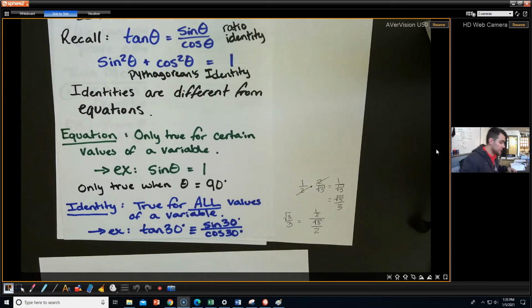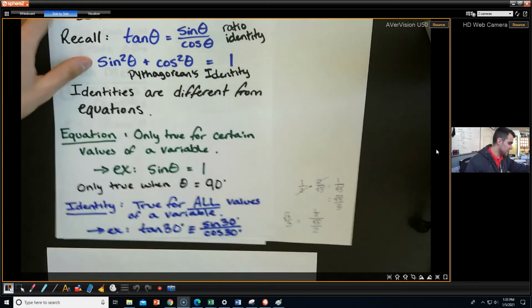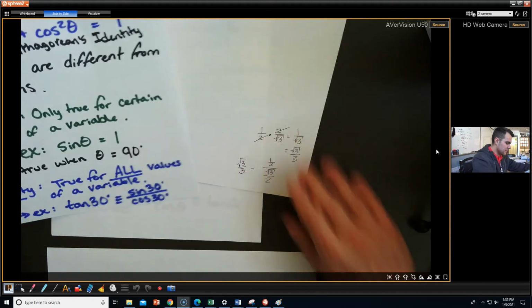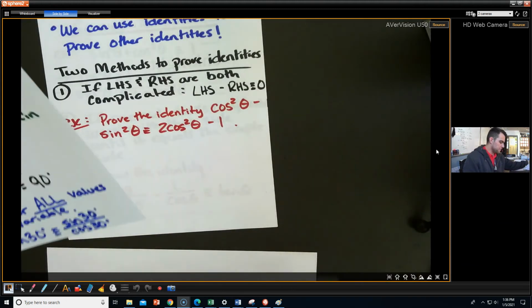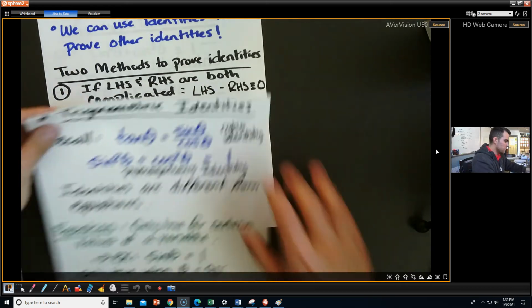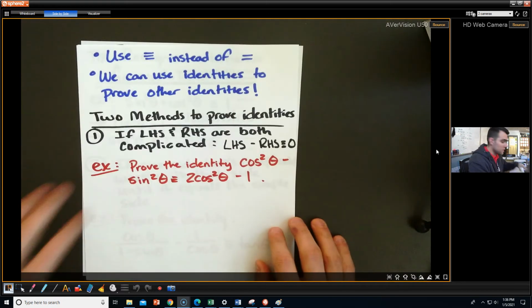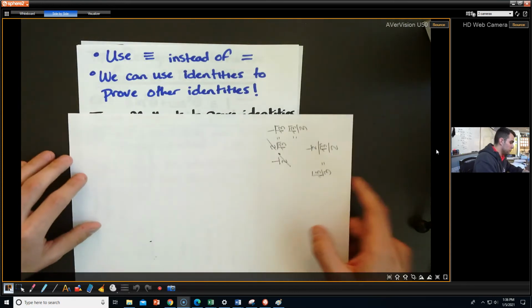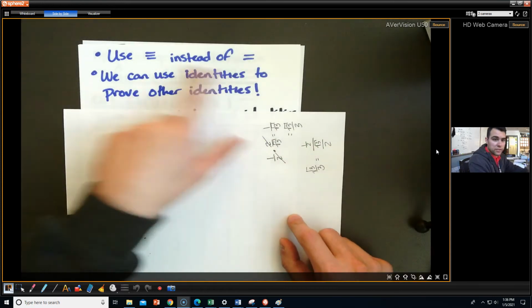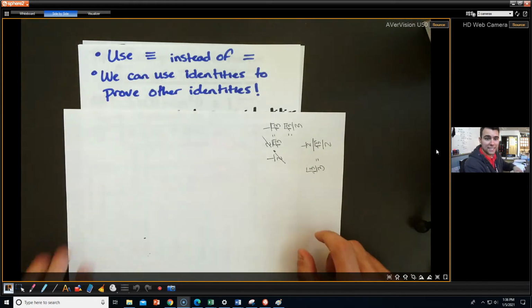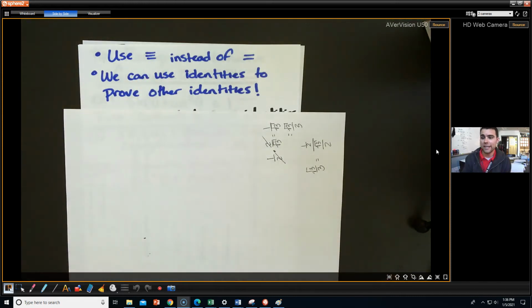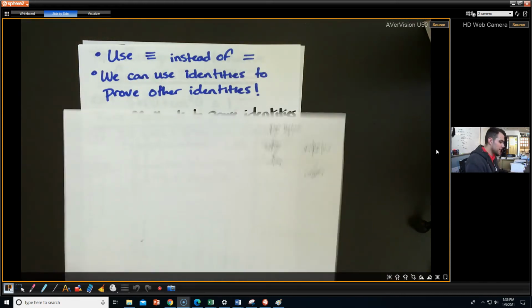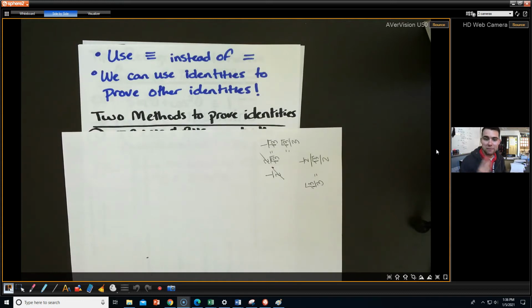Now let's talk about the identities and the difference. Like I said, identities use that funky looking equal sign right there. If we replace the equal sign with that, that lets us know it is an identity. And we can actually use identities to prove other identities. There's really just two main methods to do that.